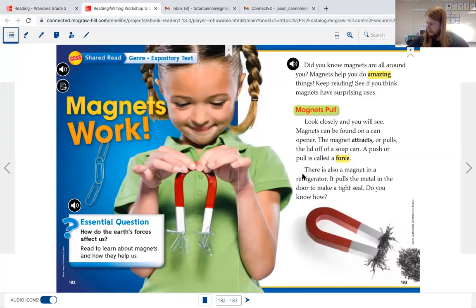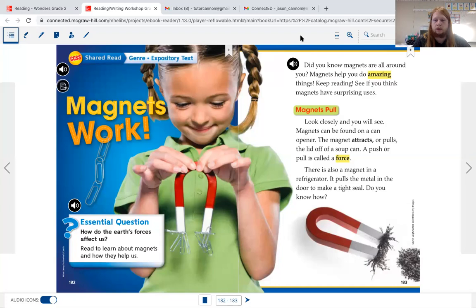So, the notes that I would like you to take, we're going to do in class because I just want you to hear the book, but we're going to do a lot of the note taking in class and on that Zoom. So what we're going to do is talk about how magnets work.